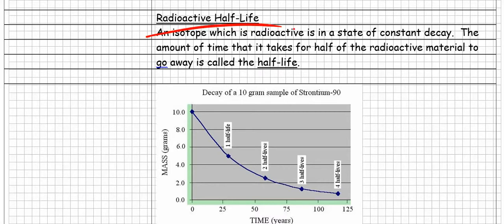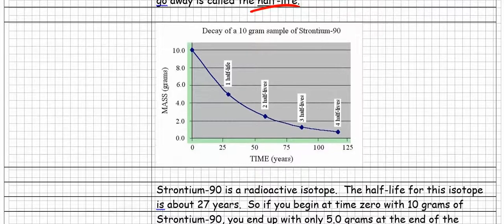Well, an isotope which is radioactive is in a state of constant decay. It's spewing material, particles, and/or energy from the nucleus. The amount of time that it takes for half of the radioactive material to go away is called half-life. All right, half-life. So let's take a look at this graph that shows radioactive decay.